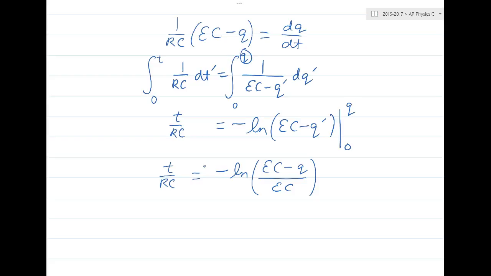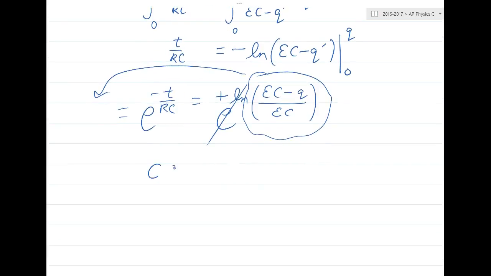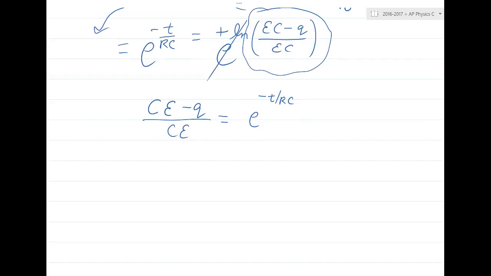But I'm going to multiply through by -1, and I'm going to exponentiate each side to get rid of that natural log. I'm also going to take this stuff and bring it over to the left and make it equal to e to the minus t over RC. So I'm going to have CE minus Q over CE is equal to e to the minus t over RC. So far, so good. We're going to multiply through by CE. So I get CE minus Q is equal to CE times e to the minus t over RC.